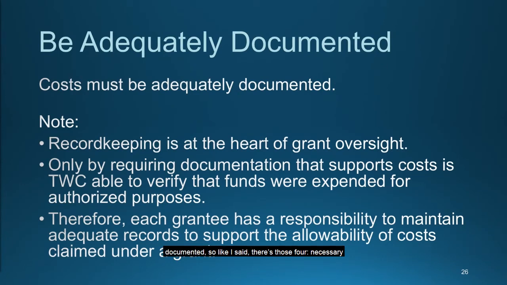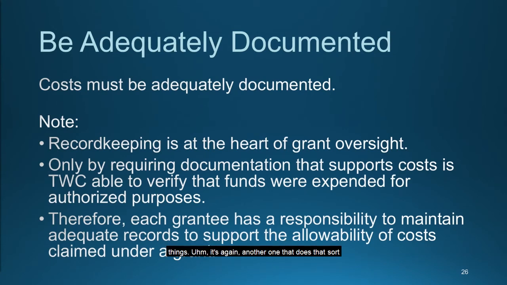Adequately documented. So like I said, there are those four: necessary, reasonable, allocable, and adequately documented. Those are sort of the four big ones that you see in terms of frequency of what's cited with respect to allowable costs. And this question comes up all the time: what does that mean? I think when subrecipient monitoring speaks, they're going to touch on this as well. It covers a lot of things.